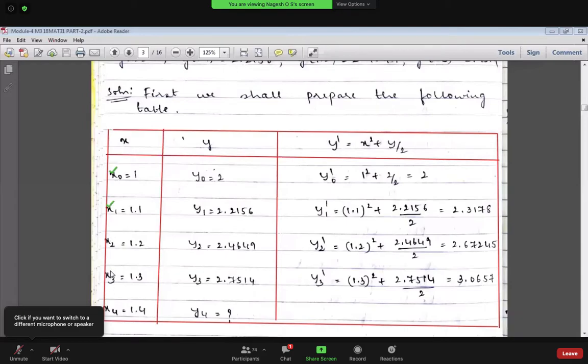x0, x1, x2. Same means I am not telling about the numbers. x0 will be equal to, y0 will be equal to, like that. x3, x4 equal to, y3 equal to, y4 equal to. After writing this, I am not writing numbers. I am just writing the table. By seeing the problem, we'll write these values.